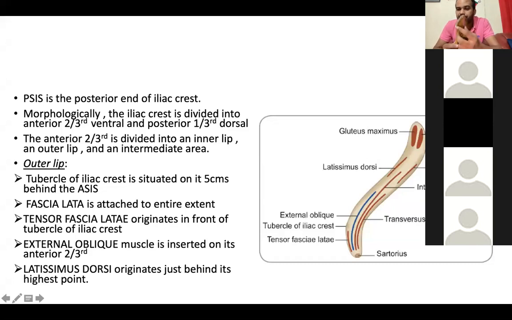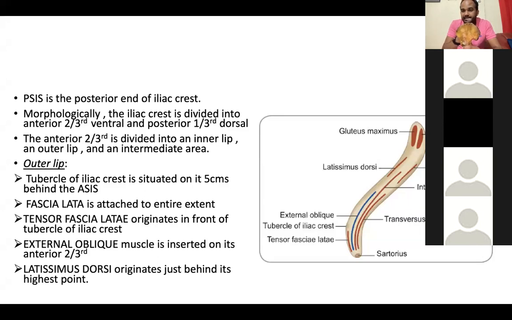This is the anterior superior iliac spine. Just 5 centimeters behind this anterior superior iliac spine, you are seeing a tubercle here. This tubercle is called the tubercle of iliac crest. On the outer lip, this is the outer lip, this is the inner lip, and this is the intermediate area. I'm talking about the ventral segment.